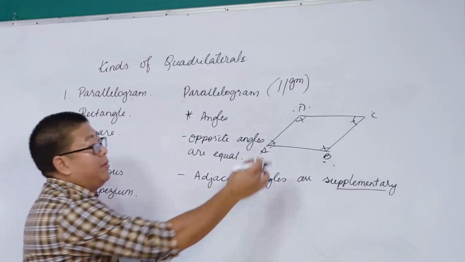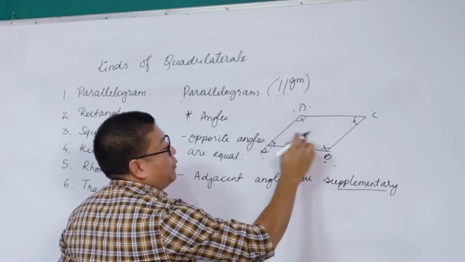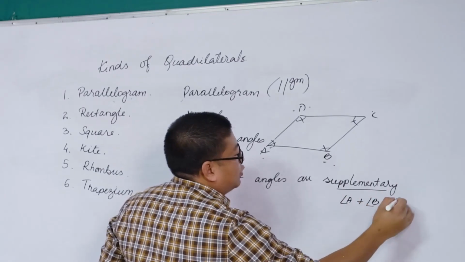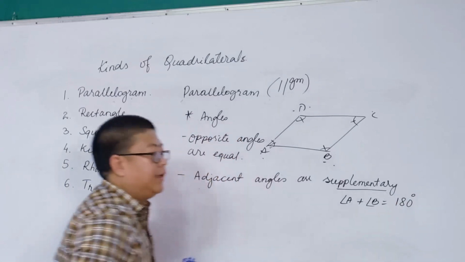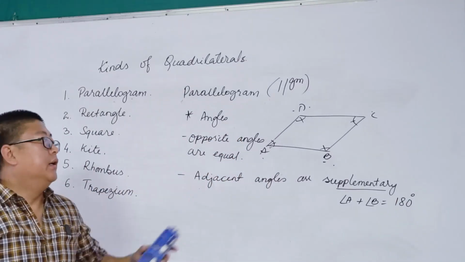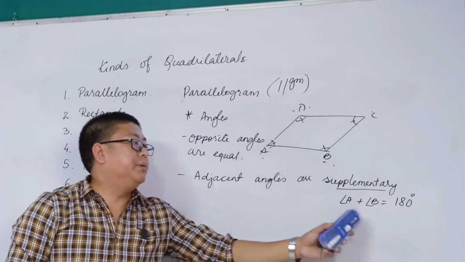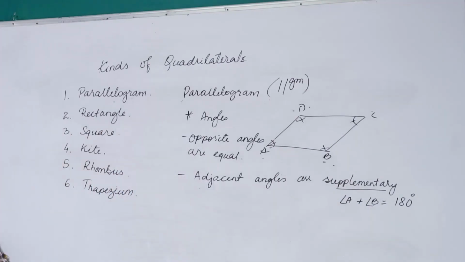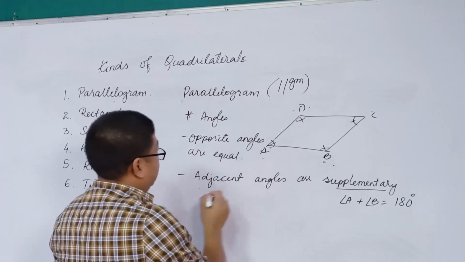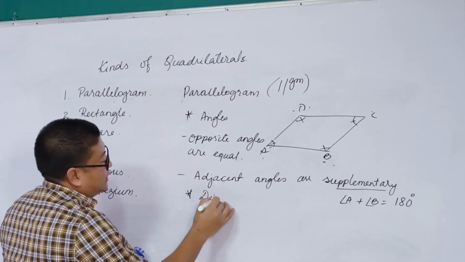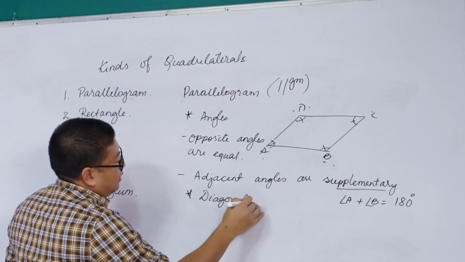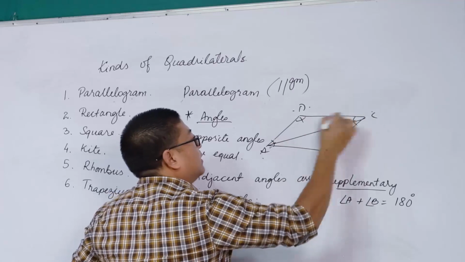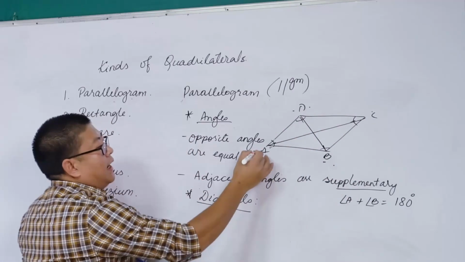Now, adjacent angles are supplementary. Supplementary means when we add these two, angle A plus angle B, it should give 180 degrees. So the sum of these two angles should be 180 degrees. Understood? The next is about its diagonals.